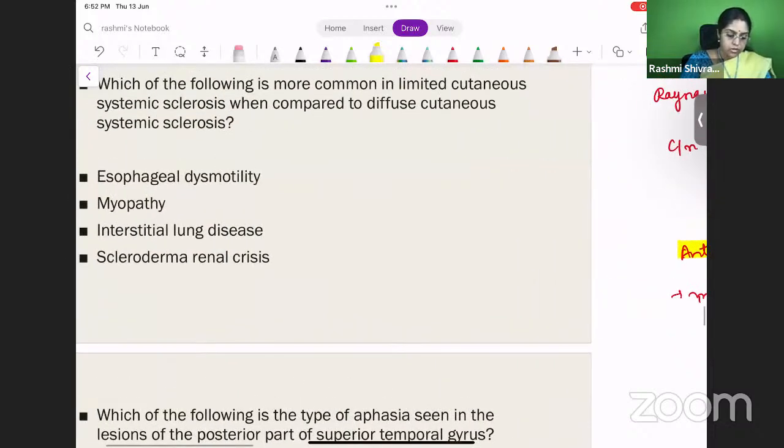That's right, because you've seen it is more common in this CREST syndrome, esophageal dysmotility. So esophageal dysmotility is the answer for this question.